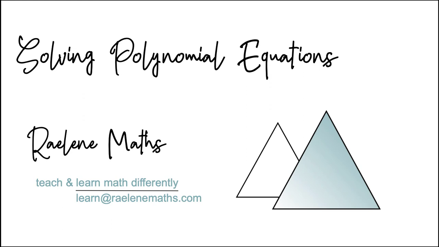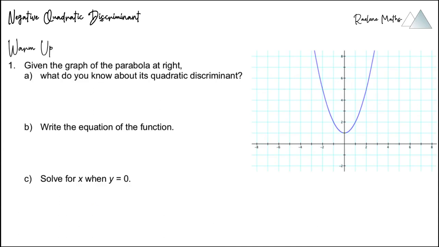In this video we will look at solving polynomial equations. To get started, let's take a look at the parabola at right. We notice that it doesn't have any x-intercepts, which means that it doesn't have any real roots. And so no x-intercepts, which means no real roots, means that the quadratic discriminant b squared minus 4ac is going to be negative. And we want to write the equation of the function, and then we can confirm that discriminant.